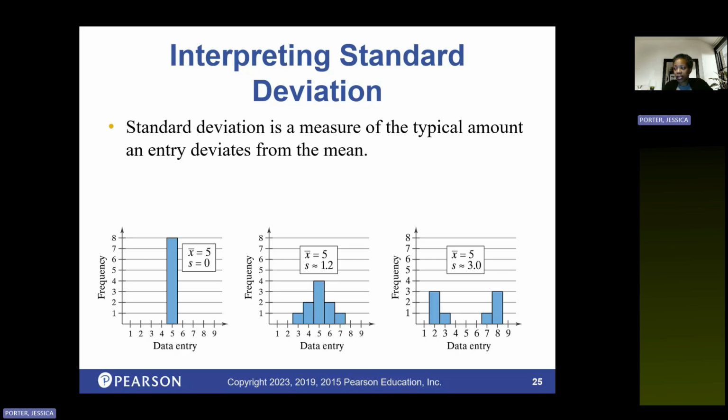So the standard deviation is a measure of the typical amount an entry deviates from the mean. How far away from the mean is it? Like we were saying, a standard deviation of 0 means that all of the data points are the same. A standard deviation of 1.2 means you're not really that spread out from the mean of 5. But if you have a standard deviation of 3, you're kind of spread out if you're talking about a mean of 5.